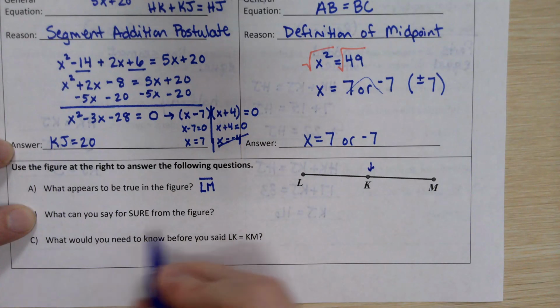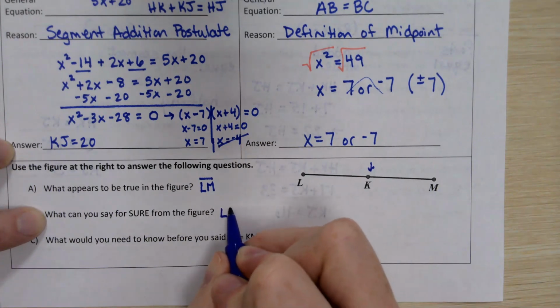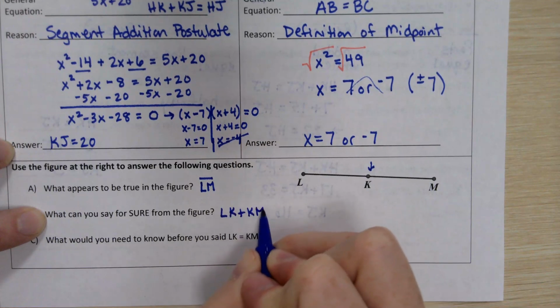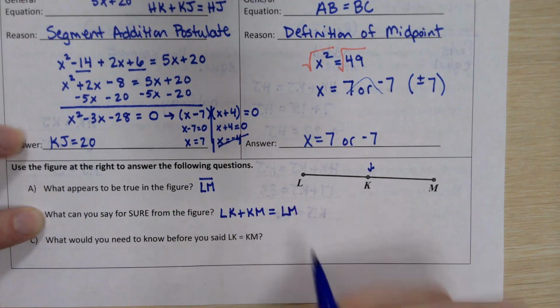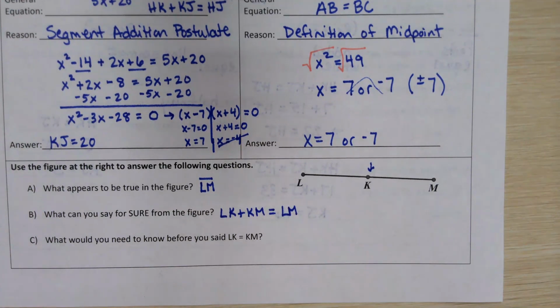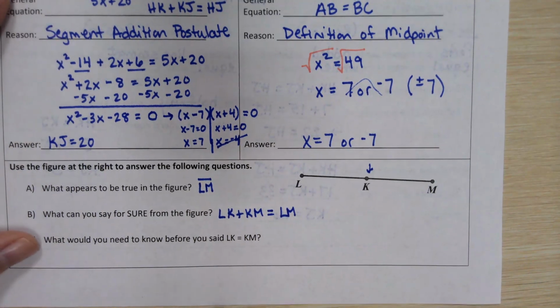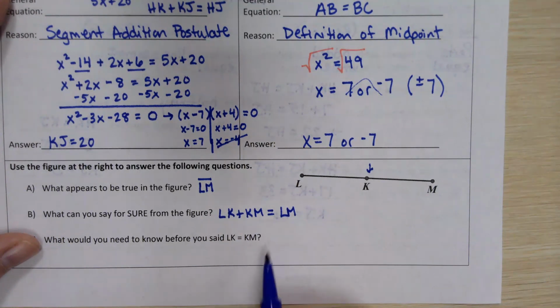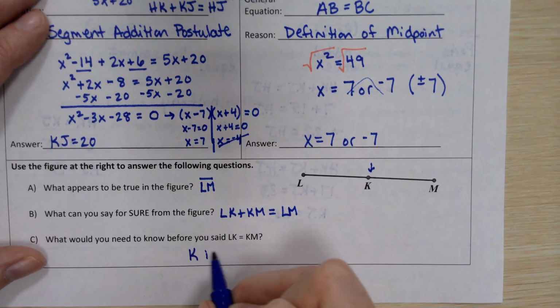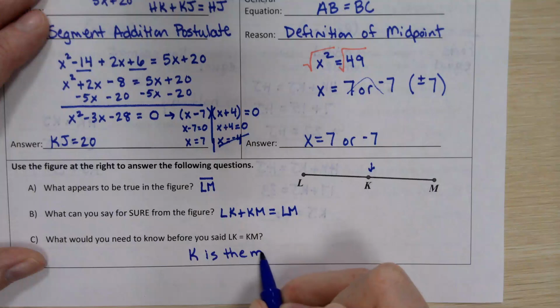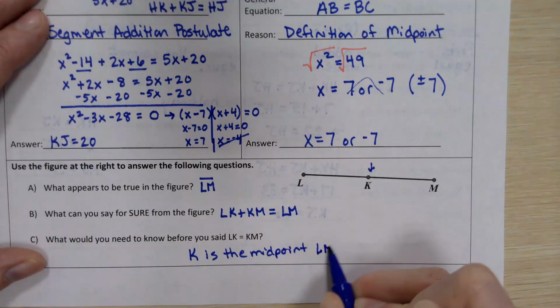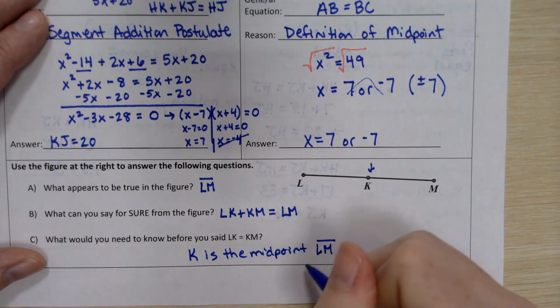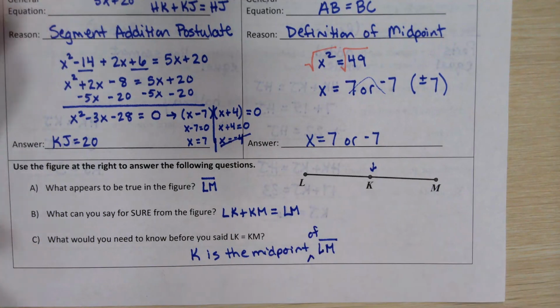So all that we can say for sure is that if we take LK and we add it up with KM, the two small parts, we know that will equal the whole entire segment. But we can't say for sure that LK is equal to KM unless we are told that K is officially the midpoint of segment LM. Okay, so just be careful you don't assume things are midpoints just because they look like it.